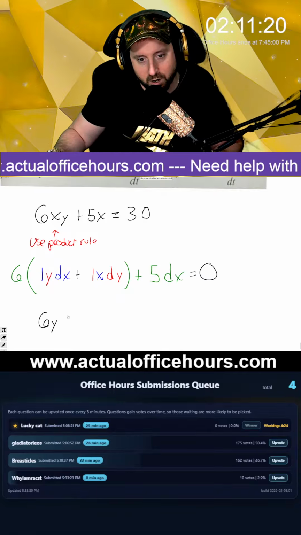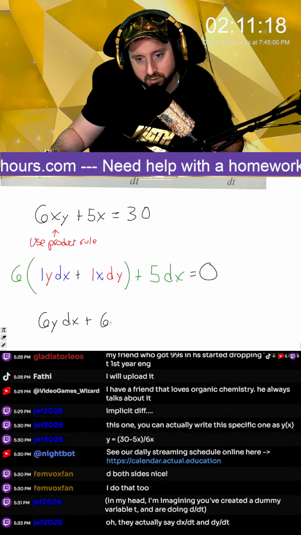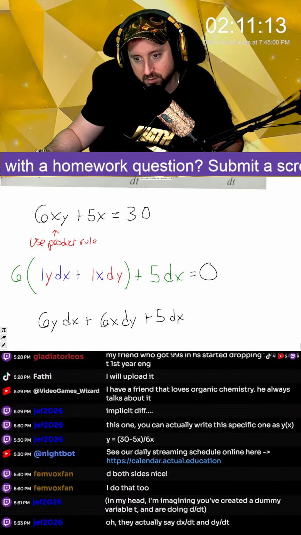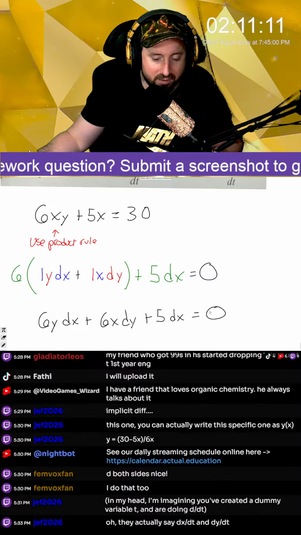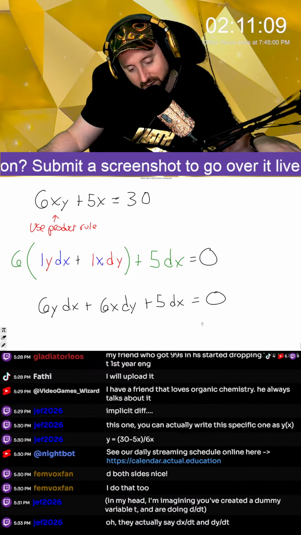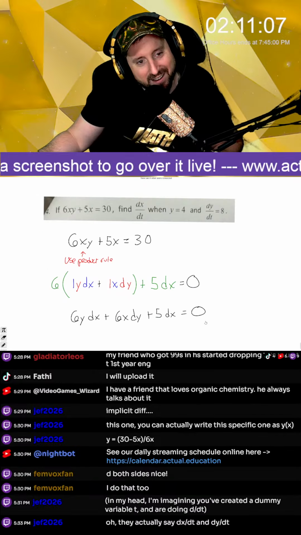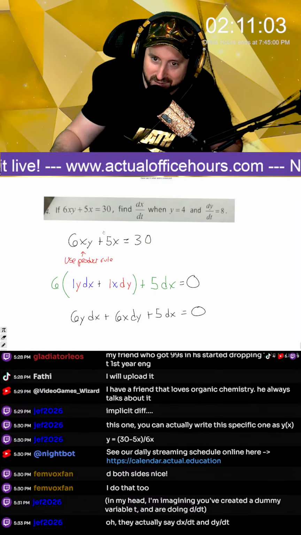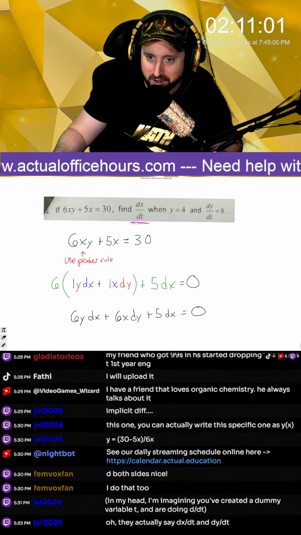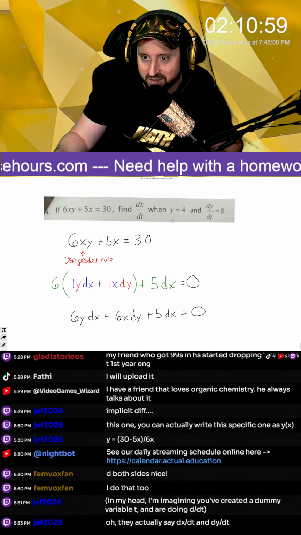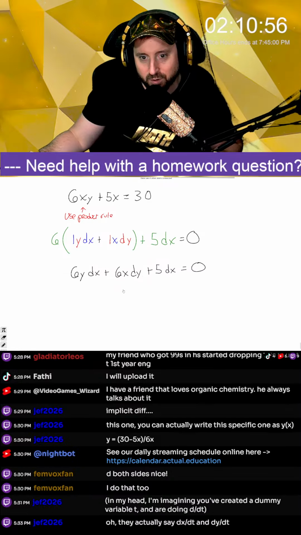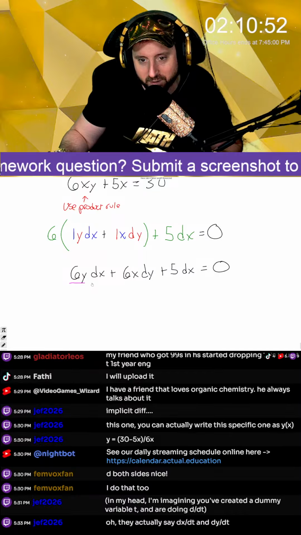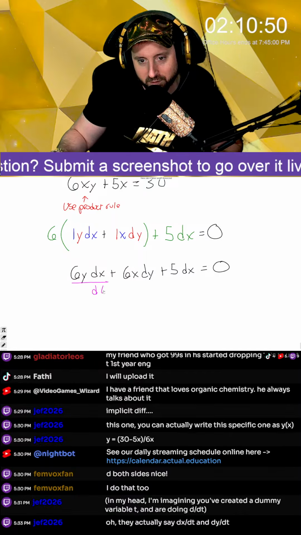right? So I got 6y dx plus 6x dy plus 5 dx is equal to 0. And now this is the part that gets math people really upset. I'm just going to divide both sides by dt because I'm trying to figure out what dx/dt is, and then they give me a bunch of other things. So I'm going to just divide everything by dt. So this is going to be over dt.